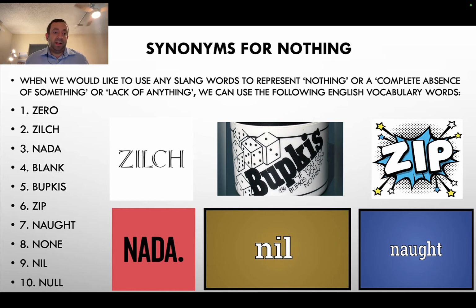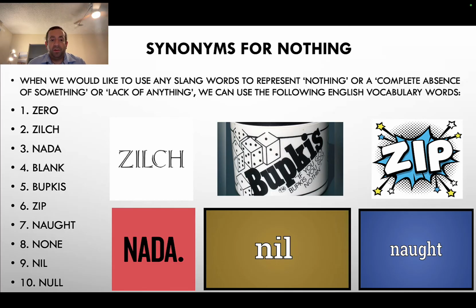6 is another word, zip. I got zip, I got nada, I got nothing. Zip is kind of another synonym, another slang word here. Zip, I got zip, I have zip, you don't got zip. It's kind of a slang word, but zip is just another word we use for nothing.